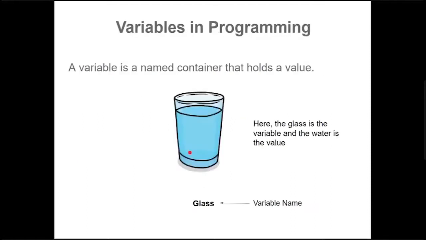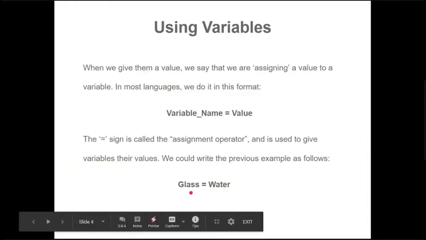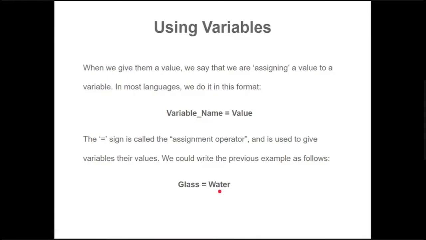So we could write the previous example of the glass containing water in this manner, where glass is the variable name, we use the assignment operator, and we mention the value we want to give the variable, which in this case is water.